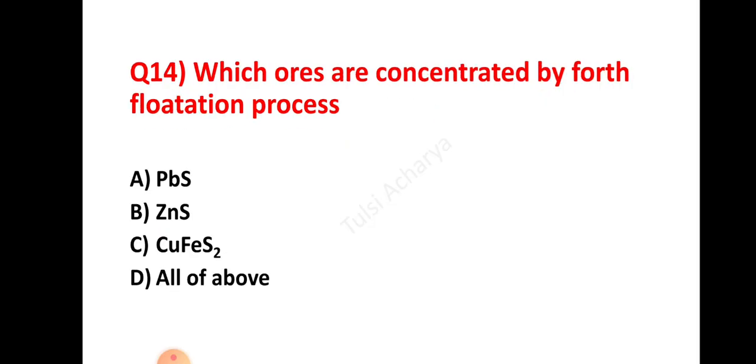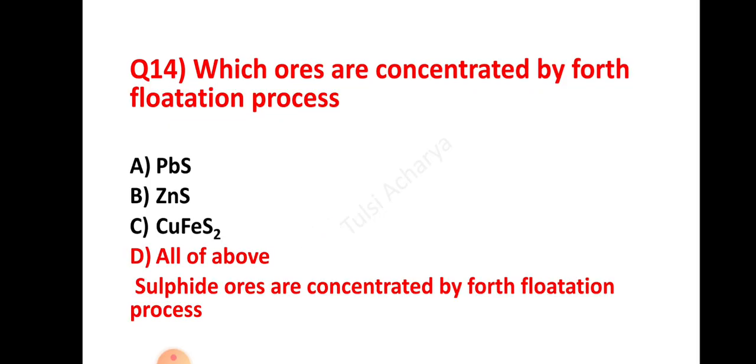Now let's move to question number 14. Which ores are concentrated by froth flotation process? If we see the options PbS, ZnS, CuFeS2, these all contain sulfide ores, and for sulfide ores the froth flotation process is used. So these sulfide ores are concentrated by using the froth flotation process. So all of the above is the right answer for question number 14.